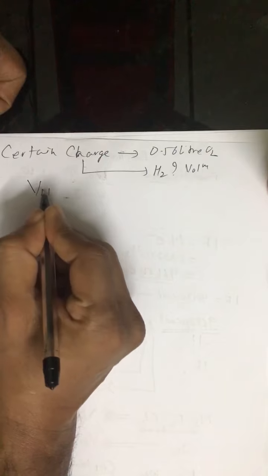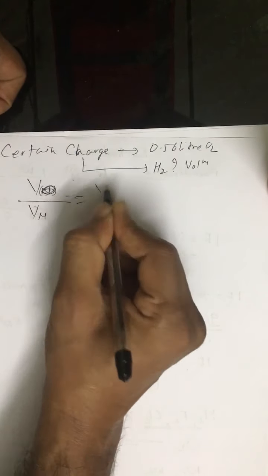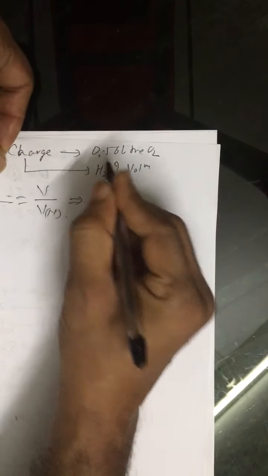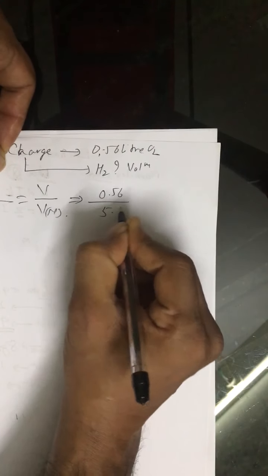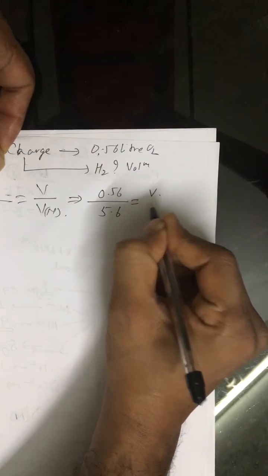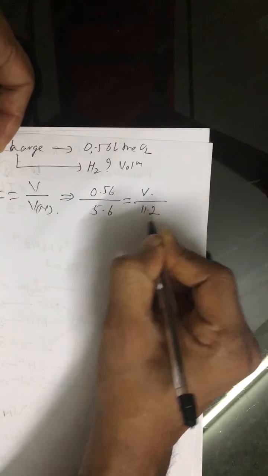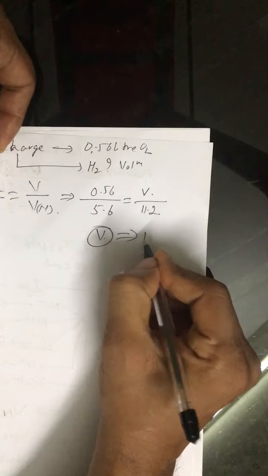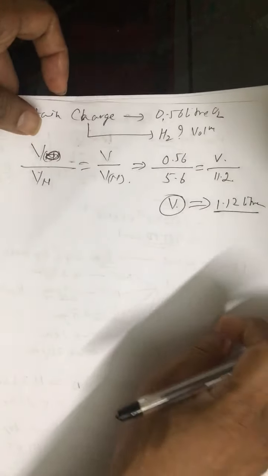Alright, see, again what you can do, you can say V upon Vn is equal to V upon Vn. Means for one gas, for oxygen it is given 0.56, and what is the Vn? 5.6 for oxygen. V you have to find out for hydrogen, and what is Vn for hydrogen? It is 11.2. So the volume of hydrogen evolved by the same charge is 1.12 liters. Like that you can directly solve such questions.